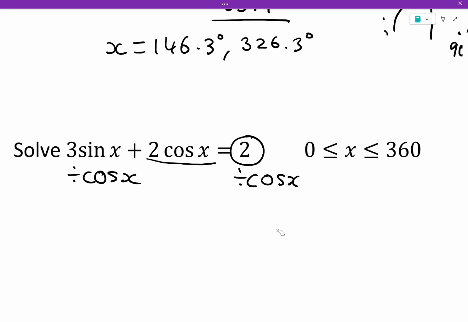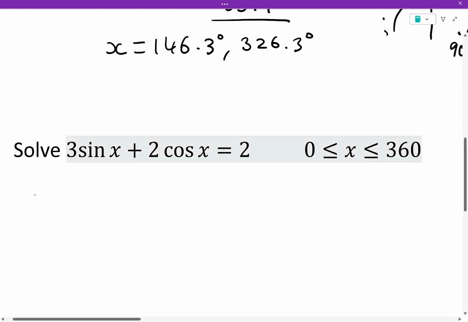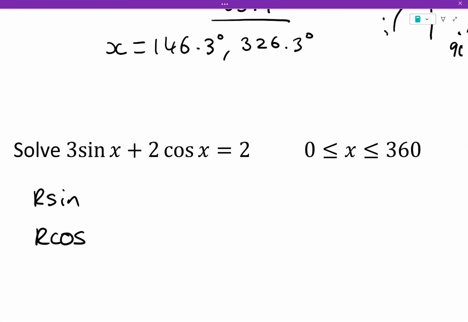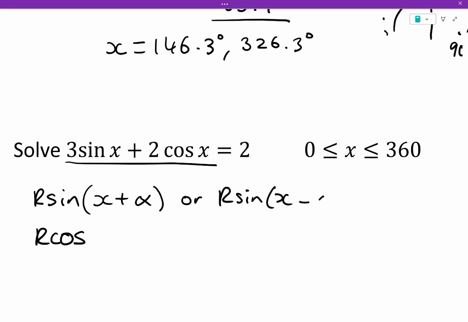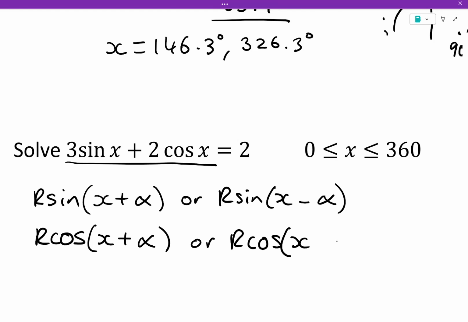And what we're going to have to make use of is the r sine or the r cosine format. Okay, so we can either write this left-hand side in the form r sine of x plus some angle, or we can do r sine of x subtract some angle, or we could do r cosine of x plus some angle, or we could do r cosine of x subtract some angle. Now that angle alpha would vary for all of these. You'd get a different angle for each of them, even though they've used the same symbol.